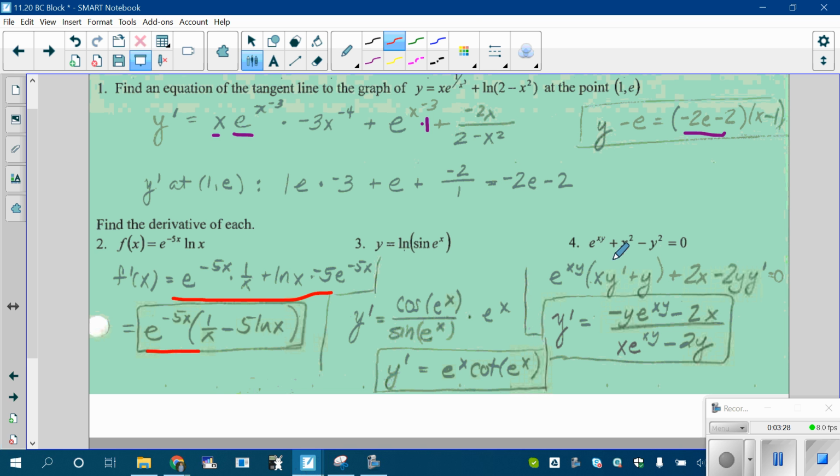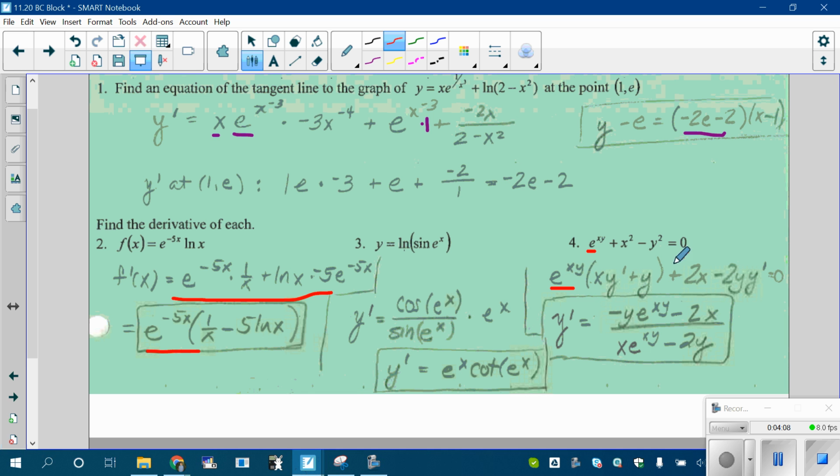This is a function where y is not by itself, so when you do the derivative of it, you need to use implicit differentiation. What's the derivative of e to the xy? Well, it's just e to the xy times the derivative of xy. What's the derivative of xy? First times derivative of the second. What's the derivative of y? 1 dy dx, or y prime. Plus second times derivative of the first. What's the derivative of x? Just 1. Normal derivative. The derivative of y squared is 2y times dy dx, or y prime.